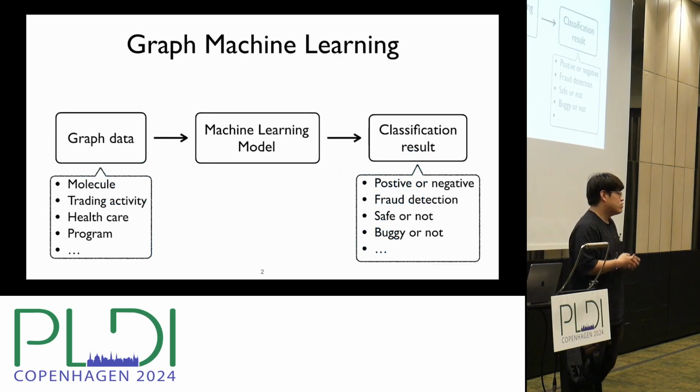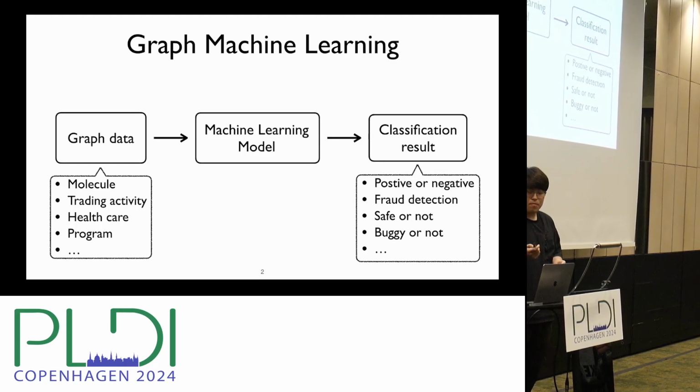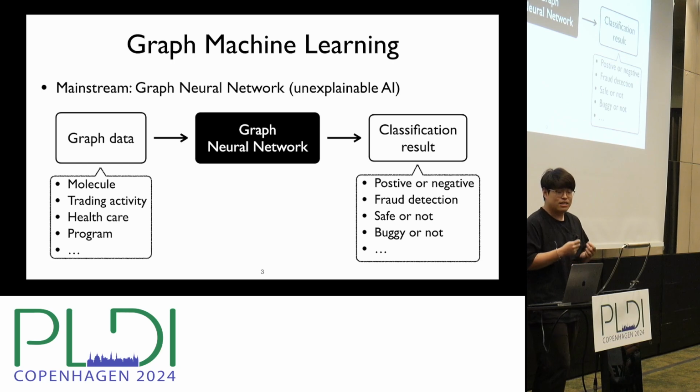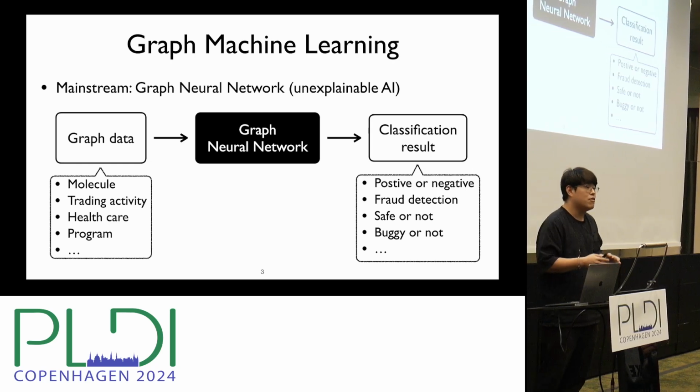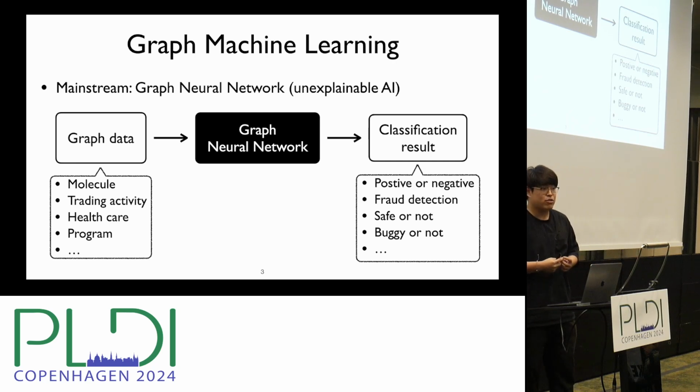There are many graph structure data around us. For example, molecules, trading activity, healthcare, and even a program is graph structure data. And we do many tasks using graph machine learning methods. For example, some techniques predict whether a program has a bug or not, or predict whether a chemical reaction is positive or negative. Currently, the most popular graph machine learning method is a neural network-based method called GNN. Many of you have probably already heard about this technique because it is widely used in practice and actively researched in academia.